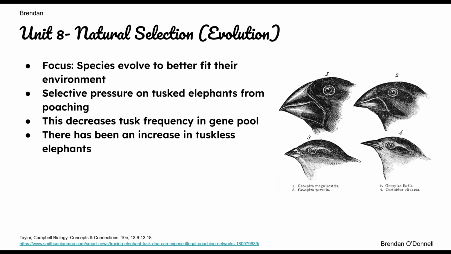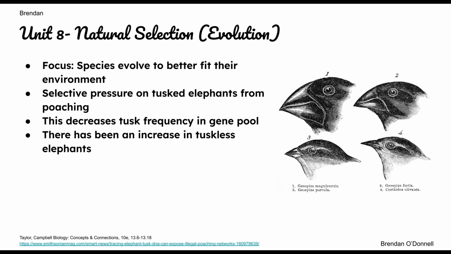This created an extreme selective pressure. Having tusks went from being a huge survival advantage to being a fatal flaw. Elephants with tusks were killed before they could reproduce, meaning their genes were removed from the gene pool. The rare tuskless elephants survived, reproduced, and passed that trait on.